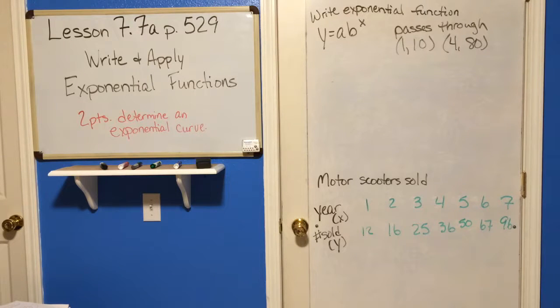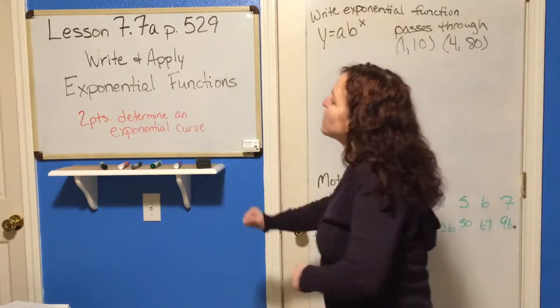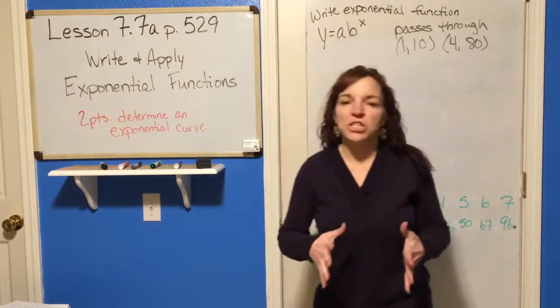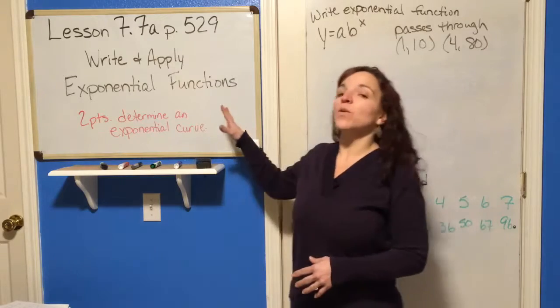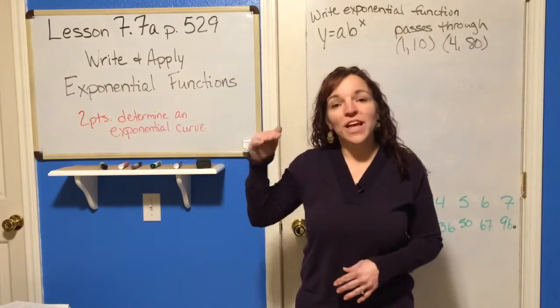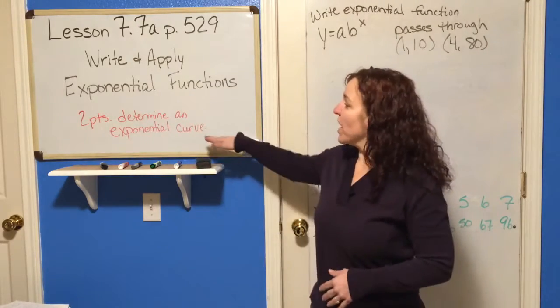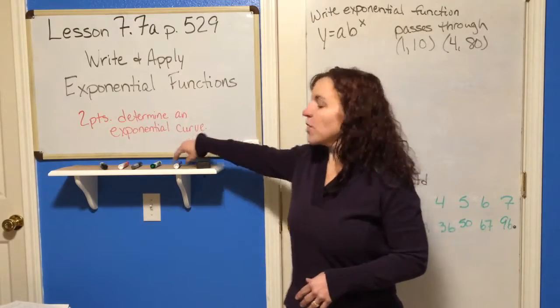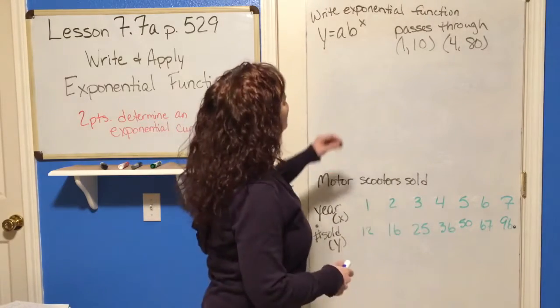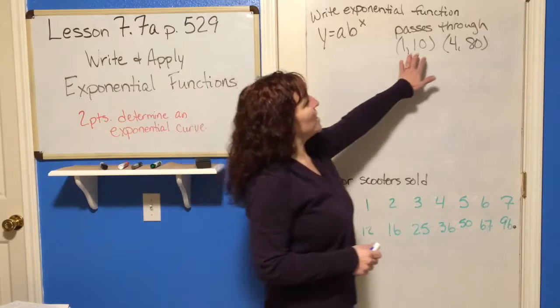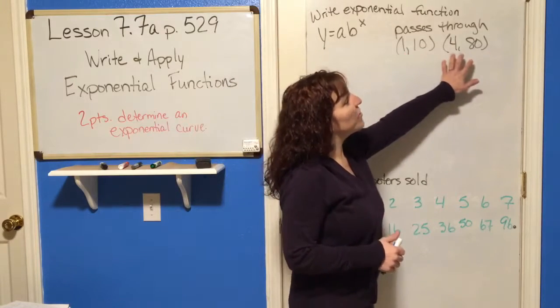Half of section 7.7 is writing and applying exponential functions. Just like with a line, 2 points determine a line, 2 points can also determine an exponential curve. And I'll show you how. We have 2 points here, the points (1, 10) and (4, 80).